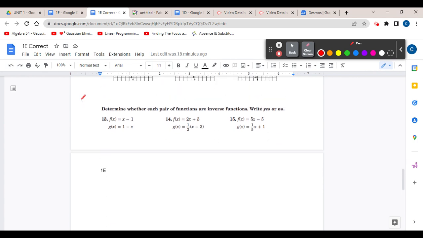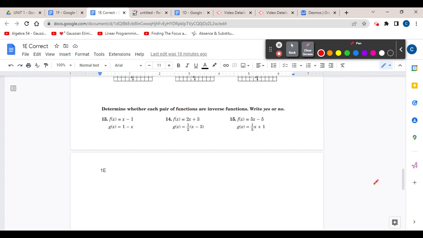Last part here, determine whether these functions are inverses of each other, yes or no. Again, you can do that by swapping out x and y and seeing if they match up. If you don't want to do that, then you can graph them in the Desmos calculator and see if they meet.